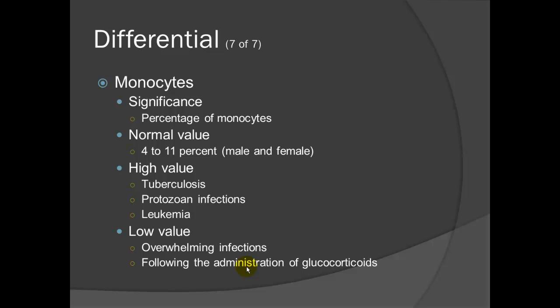Monocytes. Significance is the percentage of monocytes. Normal value 4 to 11%. High value, if it was over 11%: tuberculosis, protozoan infections of some sort, or leukemia. A low value: an overwhelming infection, or following the administration of a glucocorticoid. So like, say they give you a Medrol loading dose.